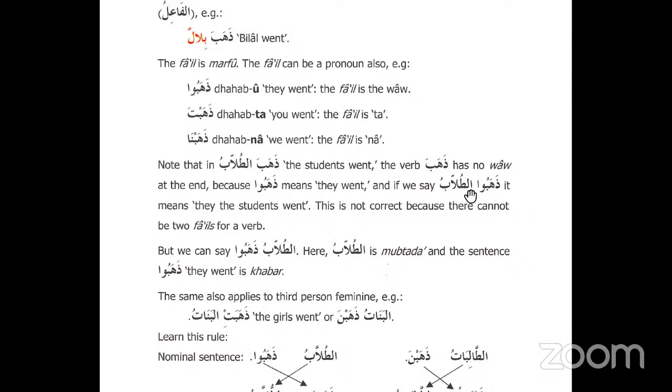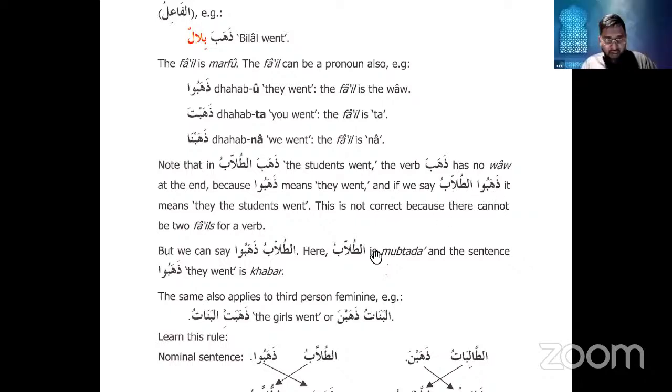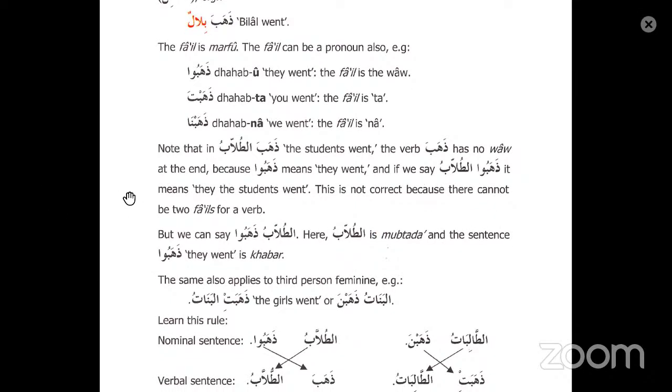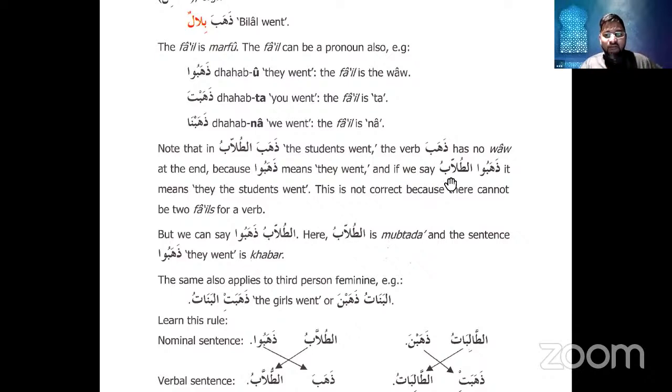Oh, okay, so there is a way. I'll do this in a few minutes. ذهب الطالب. This is not correct, because there cannot be two fa'il in a verb. But we can say at-tulabu zahabu. Here, at-tulabu is the mubtada and the sentence zahabu, they went, is the khabar. Okay, it swaps the places basically. Exactly. So if you are going to make zahabu and at-tullabu a sentence, then tullabu has to come before the verb.